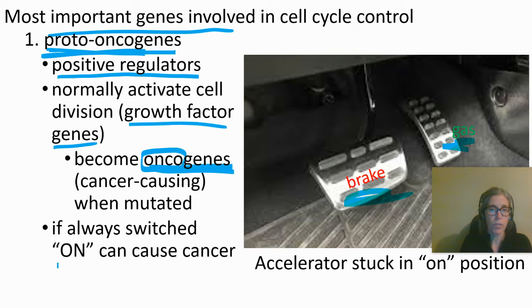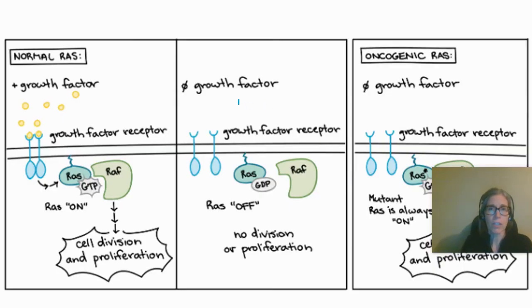So if they're always switched on, that is one step toward cancer. So it's sort of like your accelerator being stuck in the on position. If you still have a brake, you're probably okay, but it's certainly not a good thing to always be turned on. So here's an example. This is a normal RAS gene. So here's RAS.